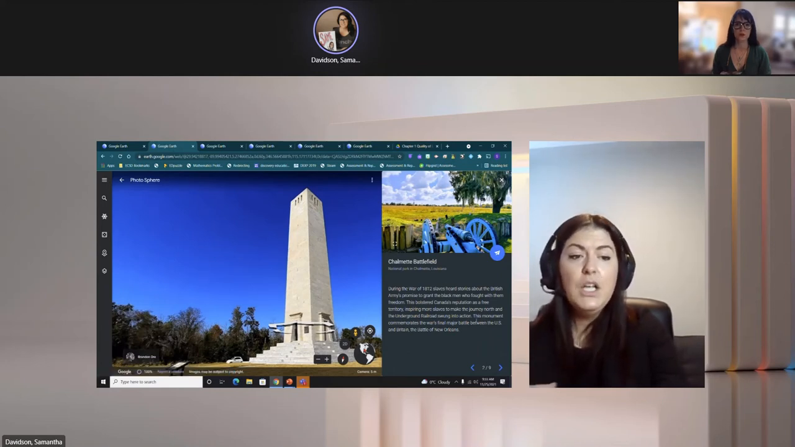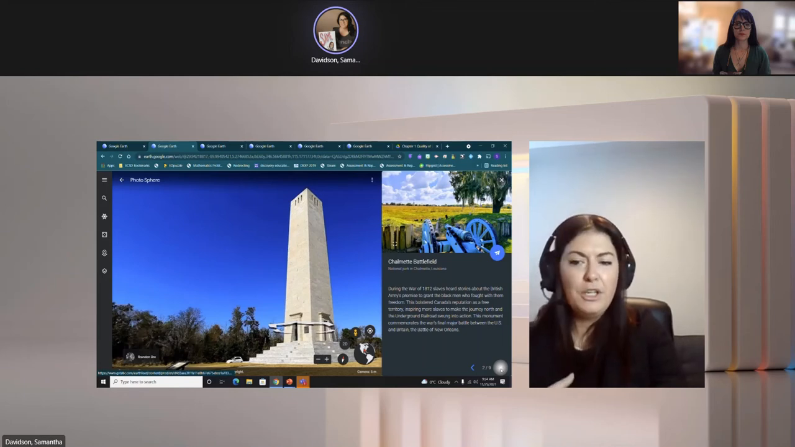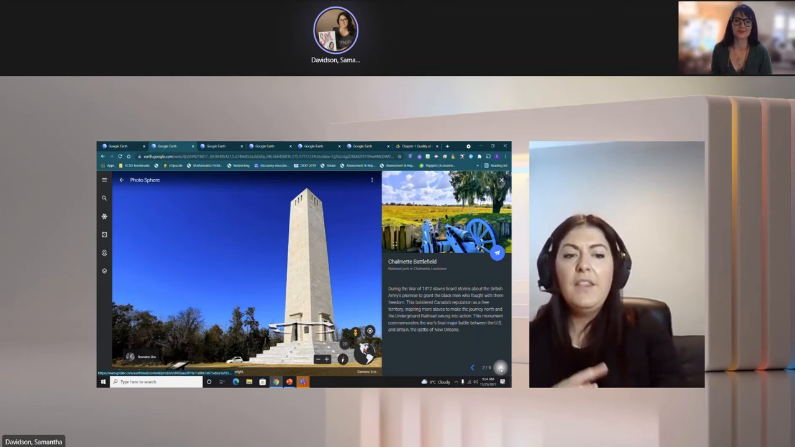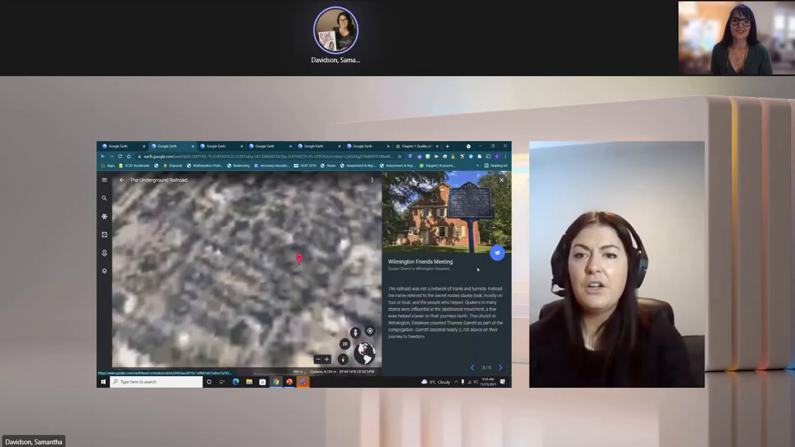That's a possibility. So that's one of the things that I really love about Google Voyager is its versatility, but it's already made for you, right? It's a prompt. You can learn from it, students can engage in it, and then you just build and scaffold from there. So this is one of my favorites, the Underground Railroad.